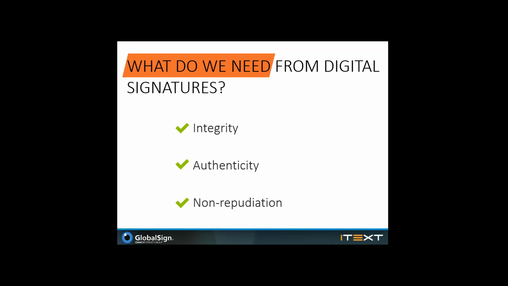So what are we looking for in a digital signature? First, integrity. We want assurance that the document hasn't been changed somewhere in the workflow. Second is authenticity. We want assurance that the author of the document is who we think it is and not somebody else. Third, non-repudiation. We want assurance that the author can't deny his authorship.